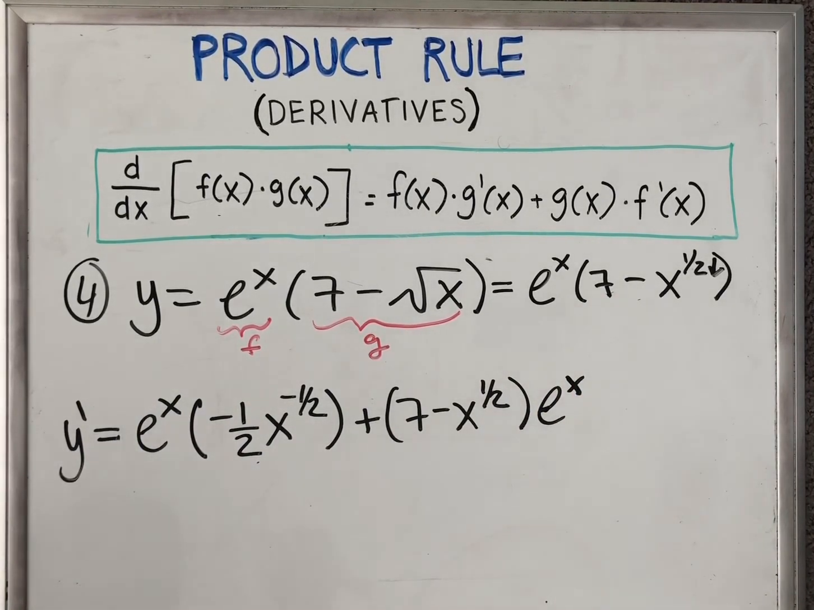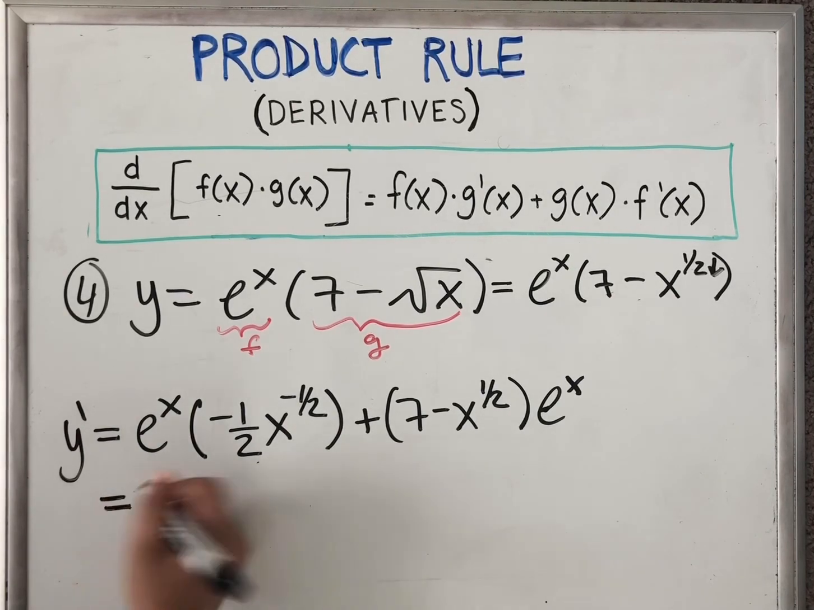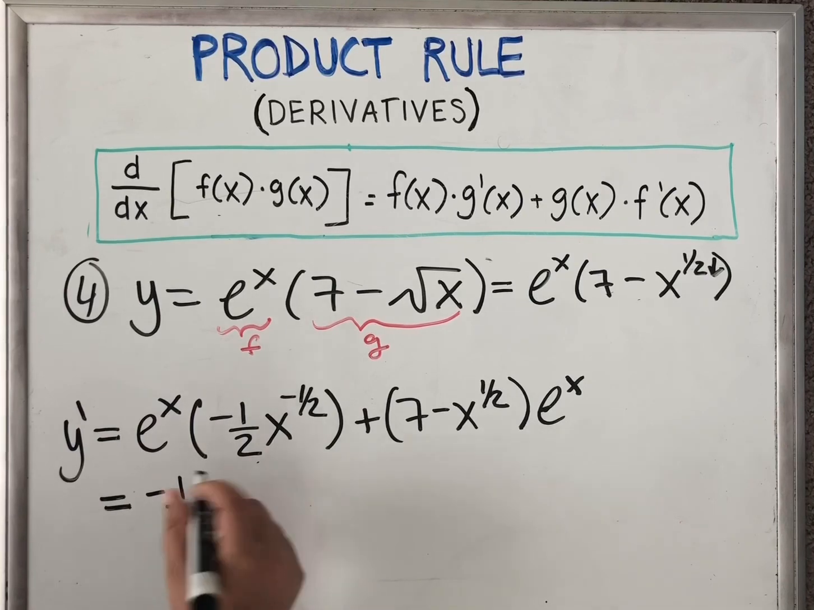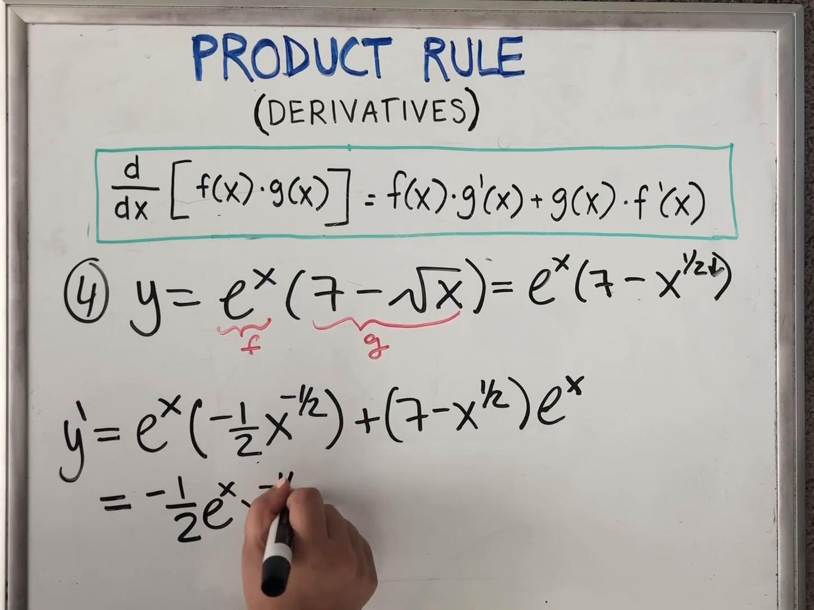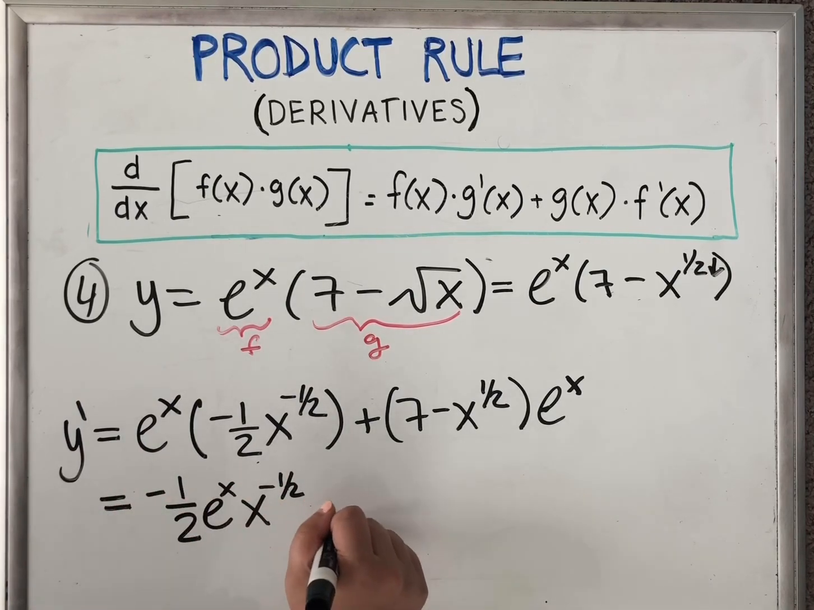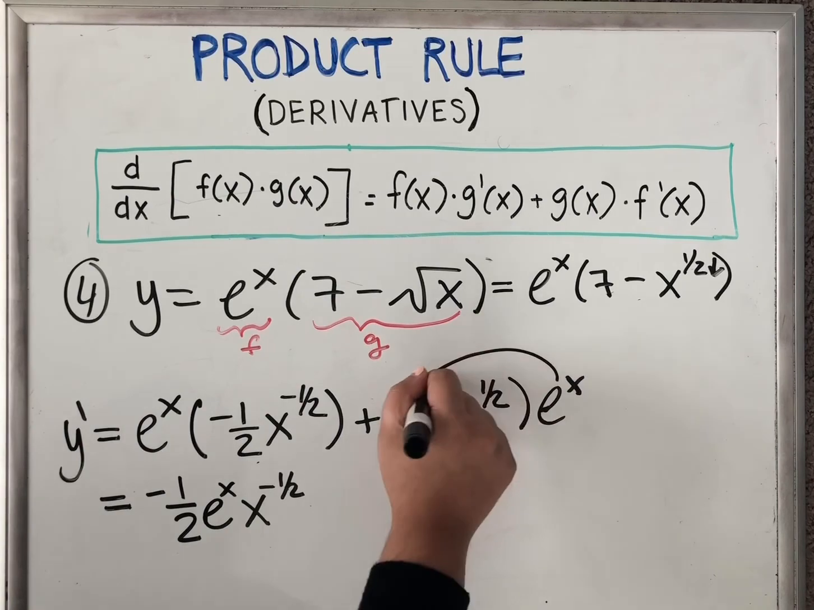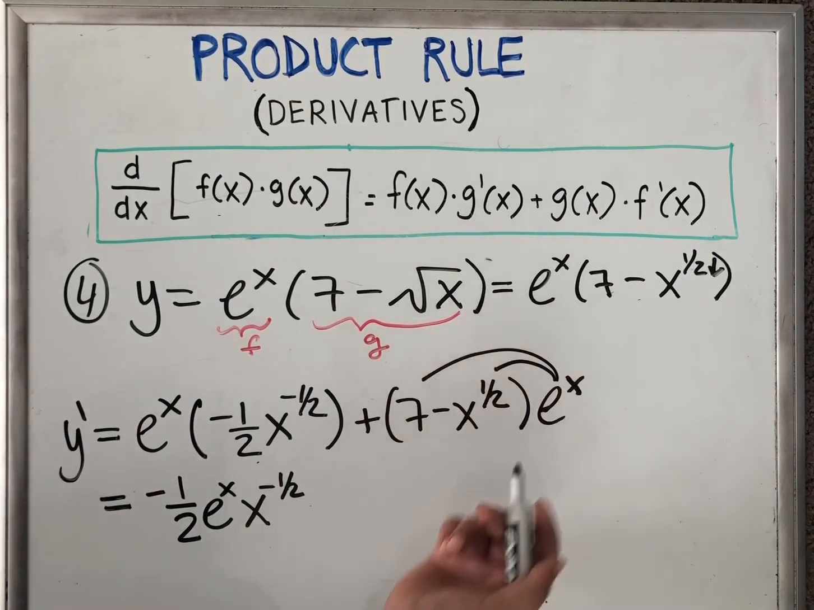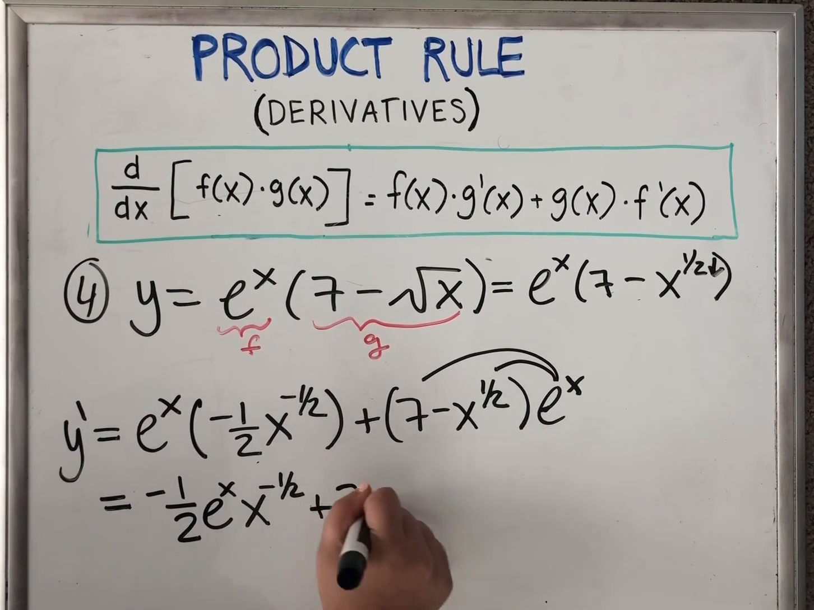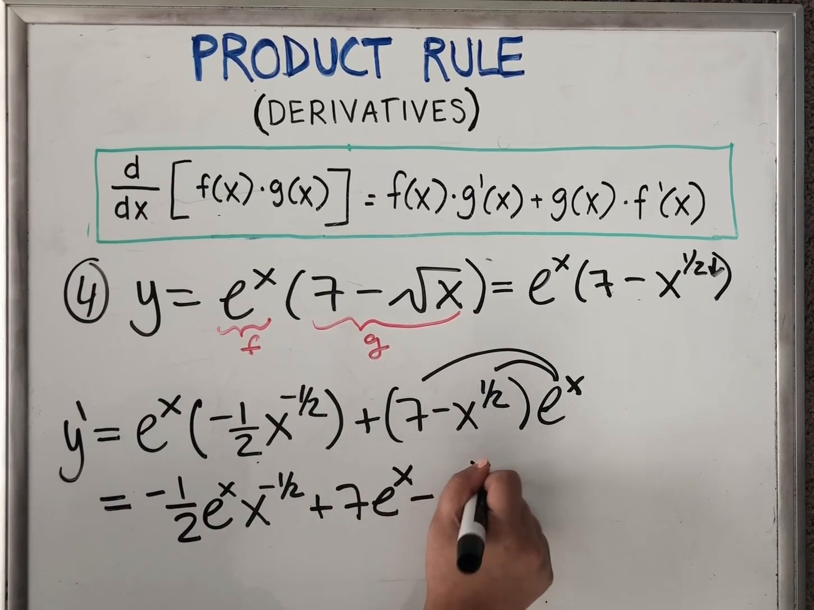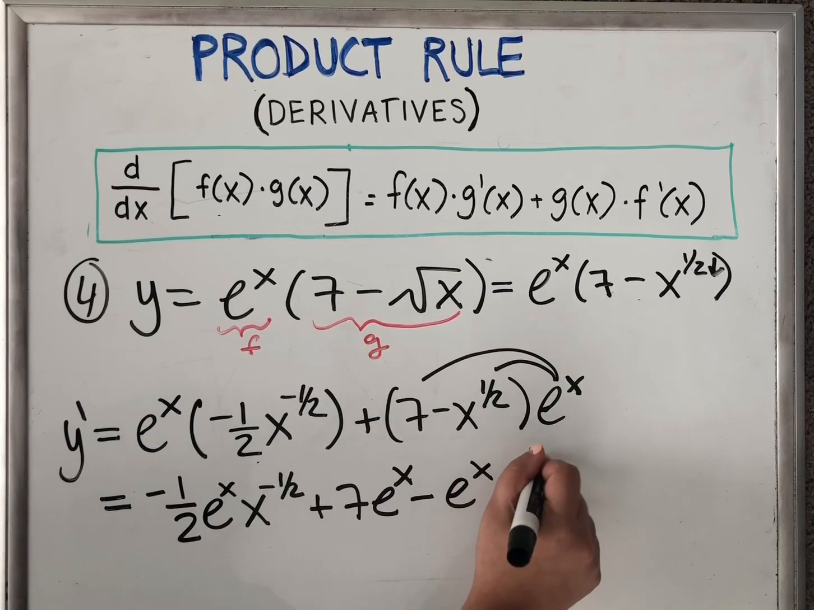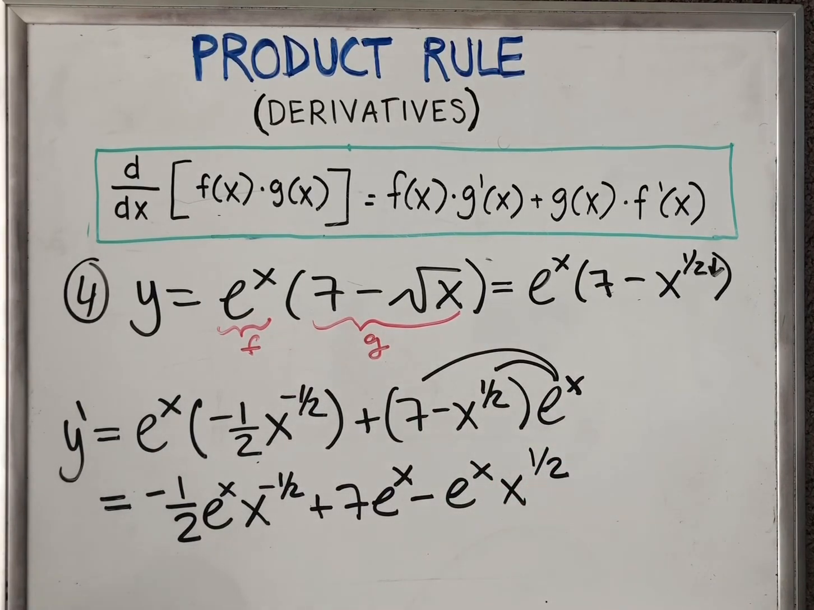Now we're just left to simplify. We're going to multiply this out. I like to have the constants out in front, so negative 1/2 e to the x, and then x to the negative 1/2. We're just going to FOIL this one out, or distribute it. So we have plus 7e to the x, and then minus e to the x, x to the 1/2. At this point, you're pretty much good.